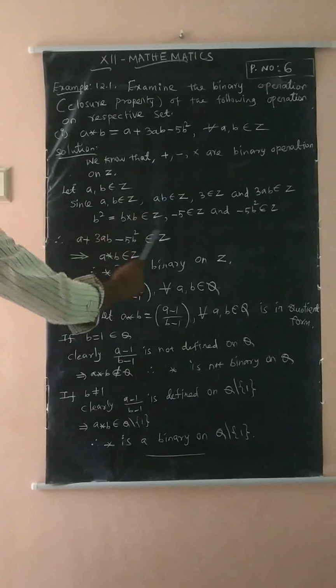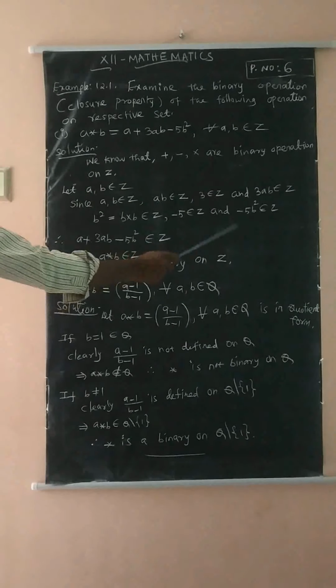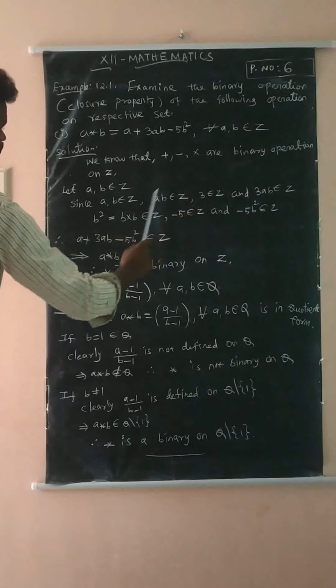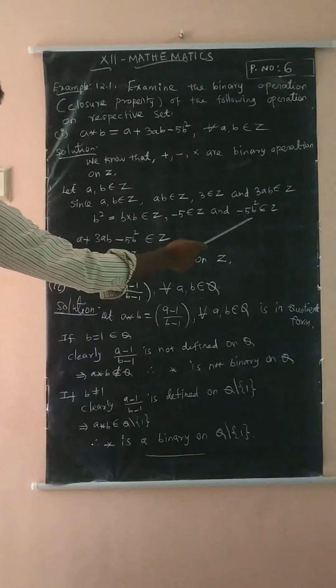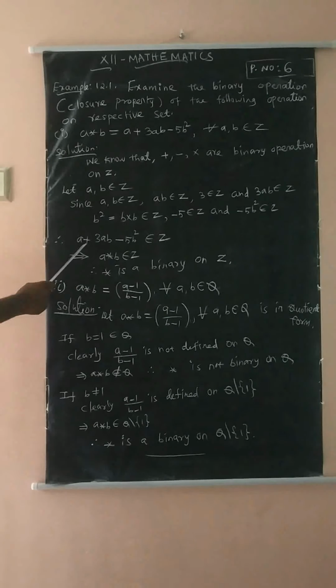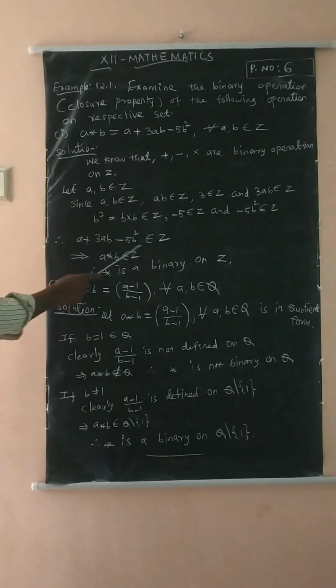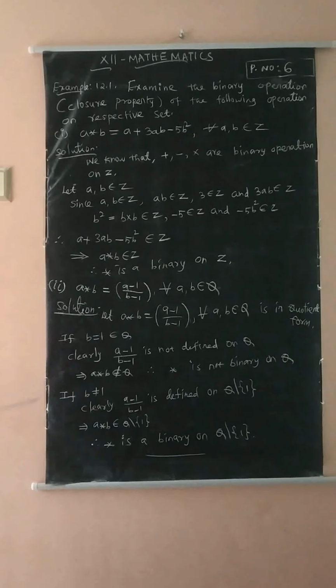All the elements are integers. So the sum of these elements, A plus 3AB minus 5B square, belongs to Z, because addition of integers is also an integer. This term is A star B. A star B belongs to Z. So star is a binary operation on Z. Very simple problem.